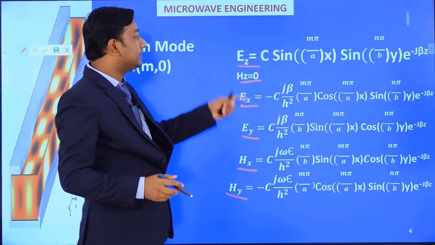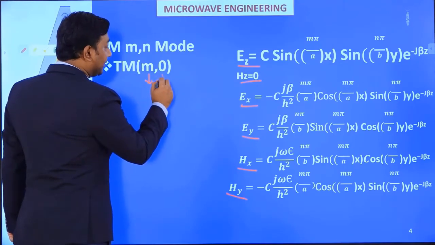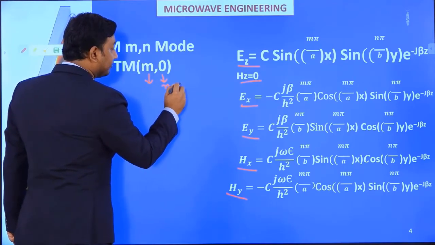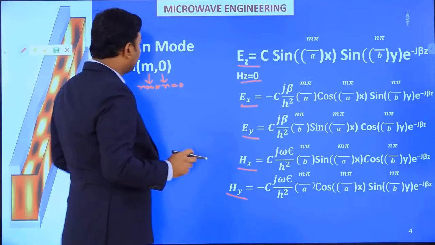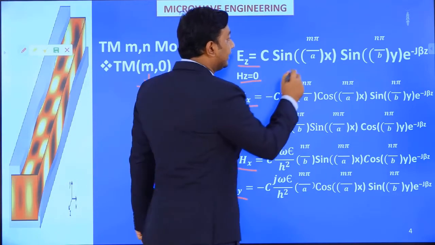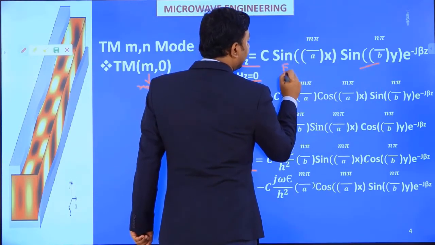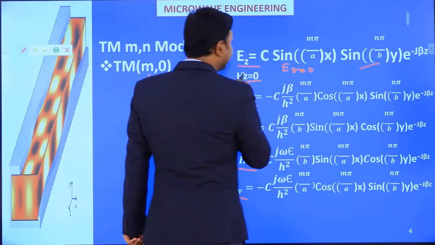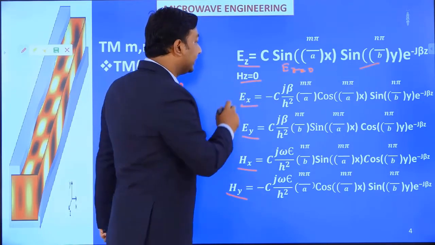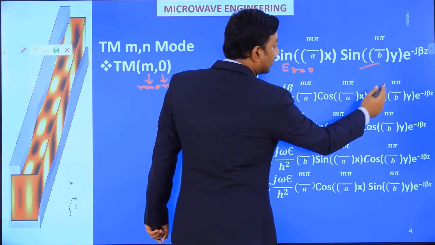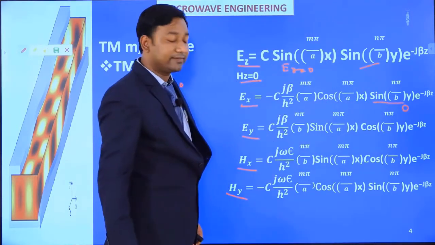Whenever we look at those expressions, if we put N equal to 0, either M0 or N0, then this part will become 0. So the EZ component will be 0. HZ is already 0 because this is a transverse magnetic mode. The EX value has a cosine n pi y term, and this 0 makes the whole EX value 0.